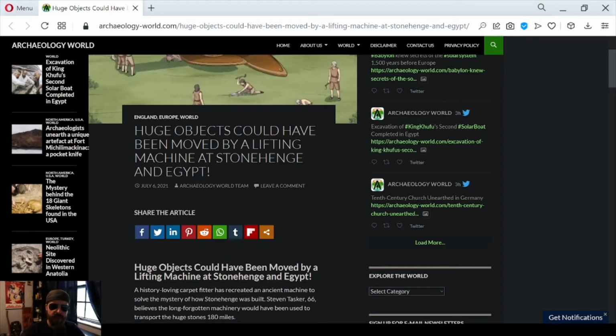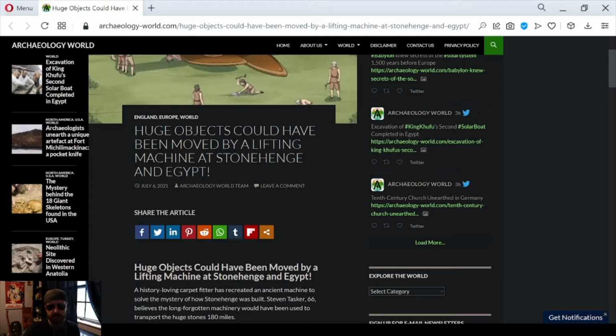This guy in the UK managed to create some kind of ancient machine that has the capacity to lift really heavy objects. So he's thinking that this could be a possible way that the Egyptians, as well as the individuals that did Stonehenge, were able to lift all of those giant stones. It actually seems rather plausible from what I've read in the article.